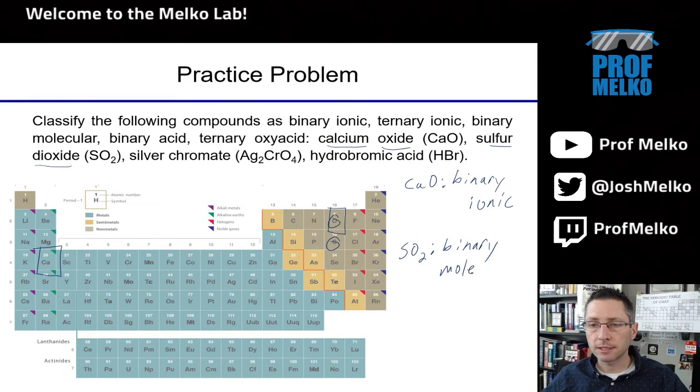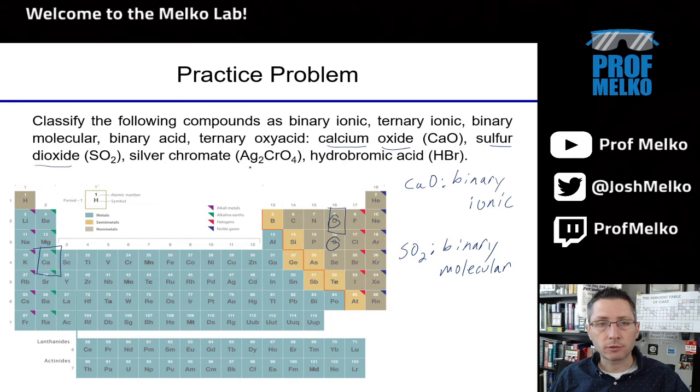And classifying these things is going to be important when it comes to naming them, right? So the different types of compounds, ionic, molecular, and acids, all have different ways that you name the compounds. That's why we're dividing them up before we learn the rules in the next lecture on how to name these things. So SO2, binary molecular.